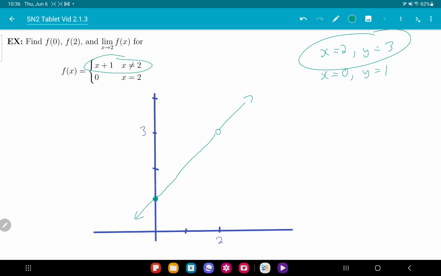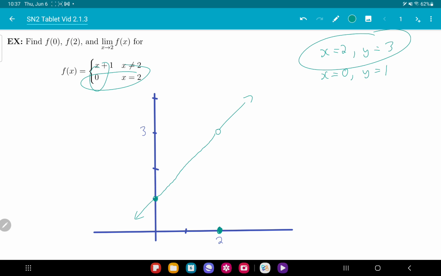Takes care of this bit. Now for the other one, when x is 2, y is 0. So that is this point down here. So my function does something a little bit strange. It's almost entirely a straight line, but it kind of jumps down here momentarily.